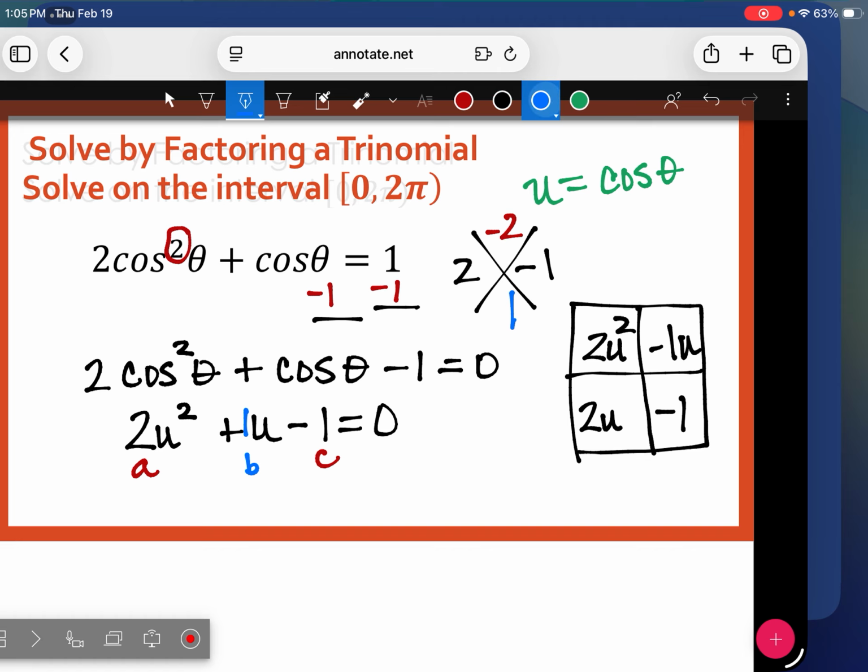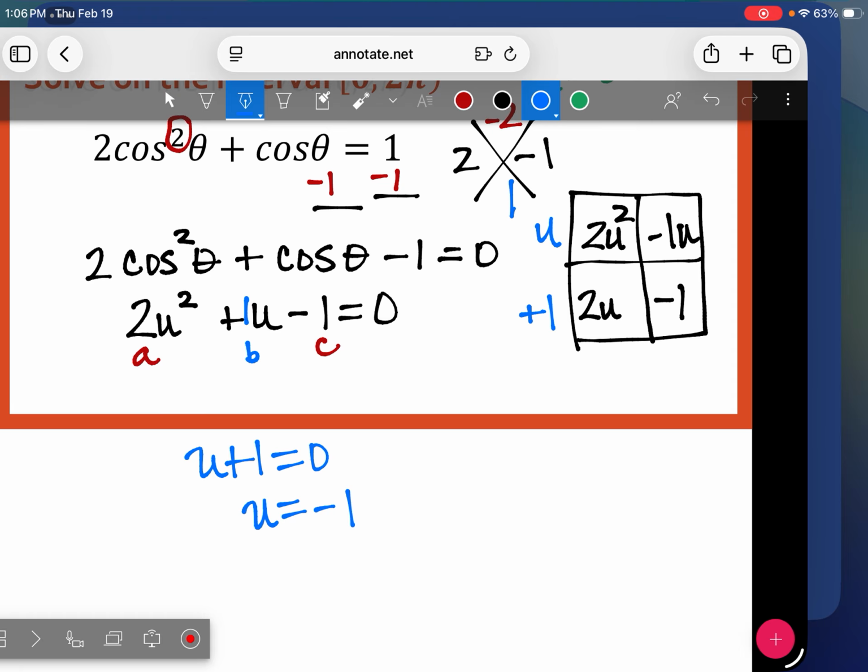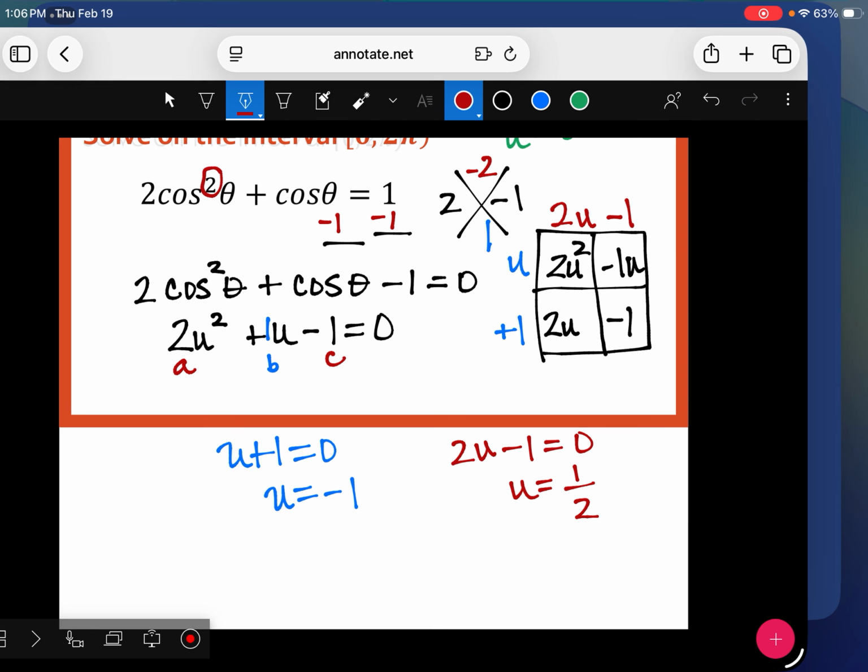Okay. Top row, we could take out a u. Bottom row, only a 1. So I got u plus 1 equals 0. First answer I'm looking for is negative 1. The first column, I could take out a 2u. Second column, a negative 1. So 2u minus 1 equals 0. U equals positive 1/2.